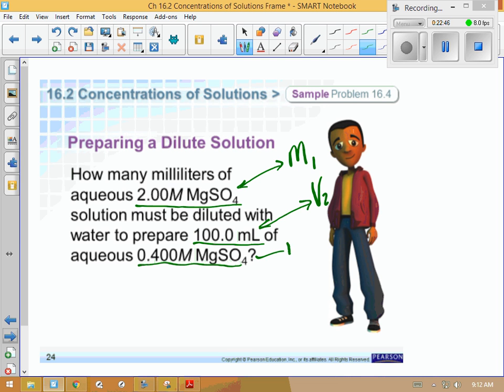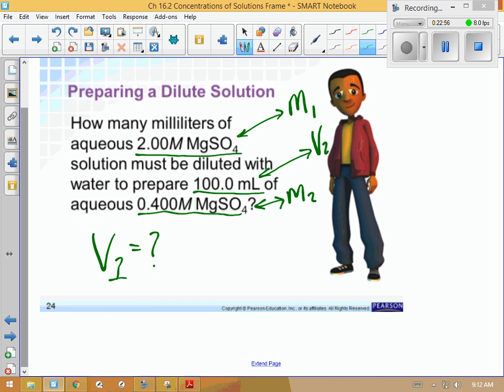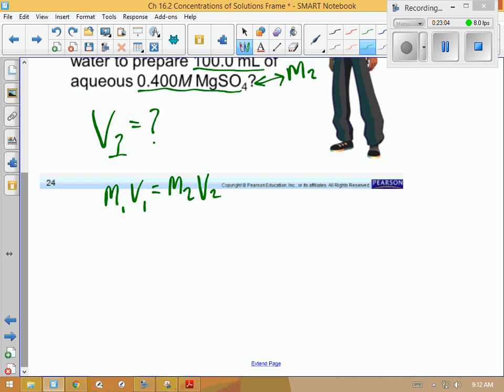And this is your moles too. So they're asking us to solve for volume 1. Okay? Let's do that. Molarity 1, volume 1 equals molarity 2, volume 2. They gave us molarity. Let's switch these around. We're going to divide both sides by molarity 1.